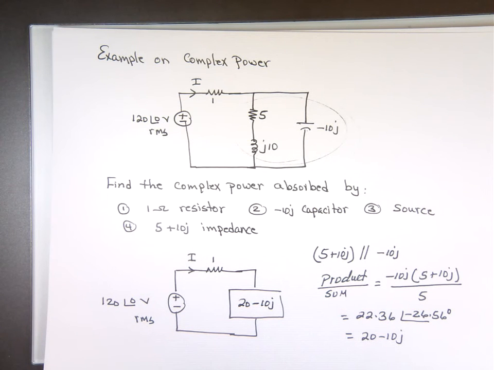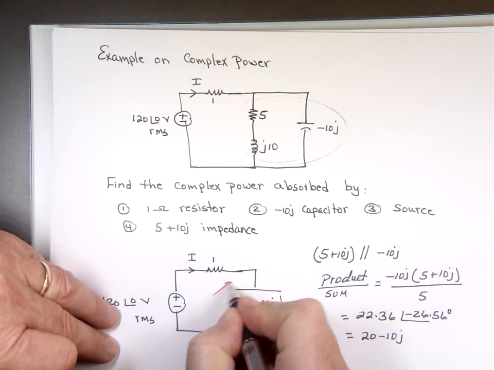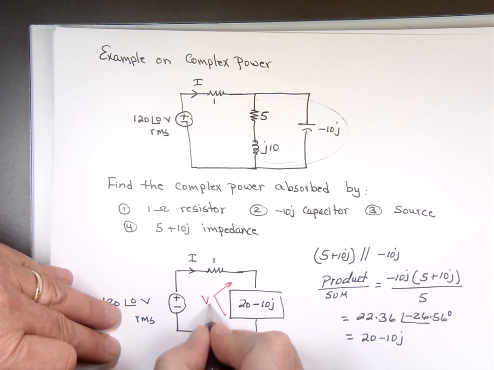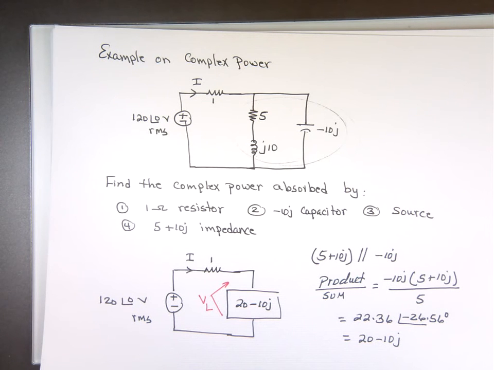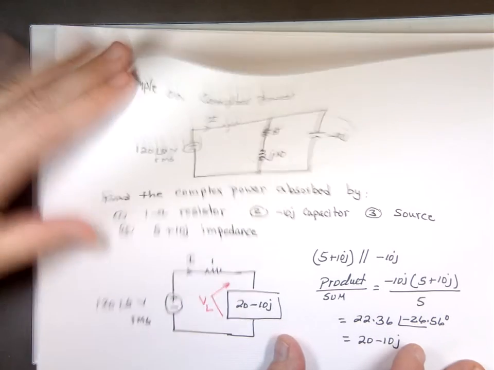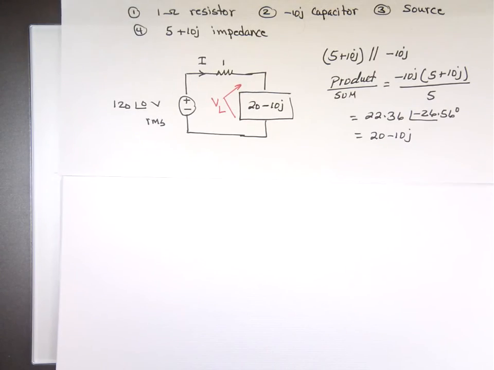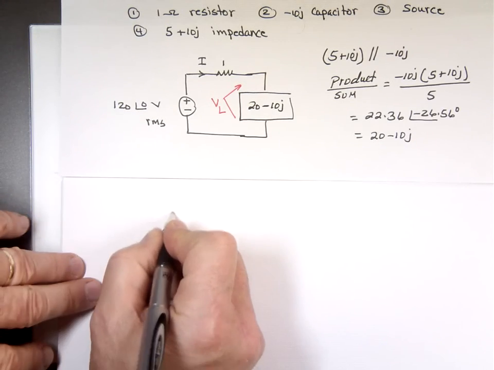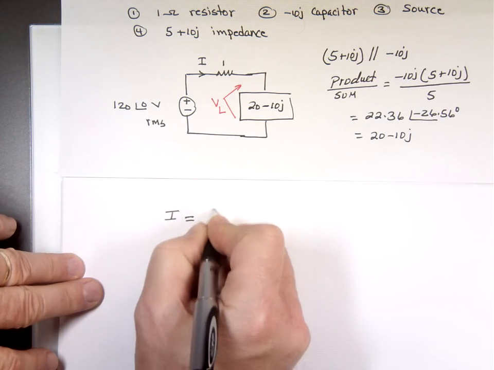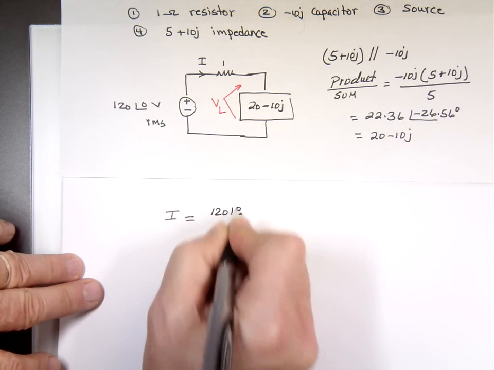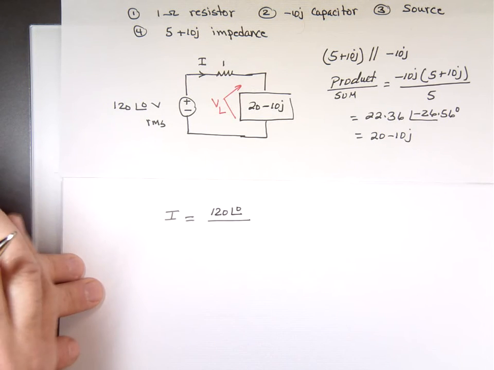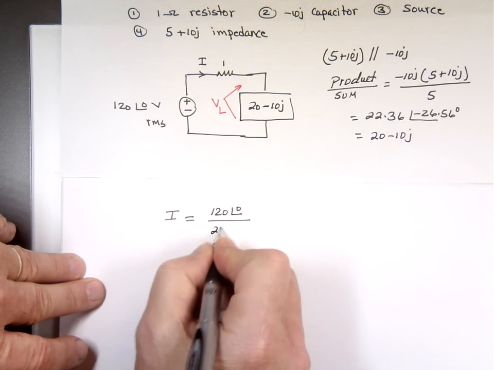Now, I can actually find the voltage here, and I can find the current there. Because if I know the voltage and the current, I'm almost done with the problem. What is the voltage here? We'll call it VL. What's the current here? We'll call it I. First, the current is an easy one to find. Ohm's law: 120 angle 0 divided by the sum of the two impedances. What's the sum here? 21 minus 10j.